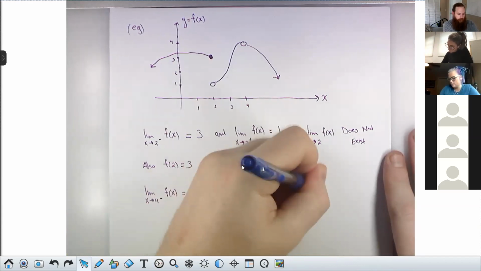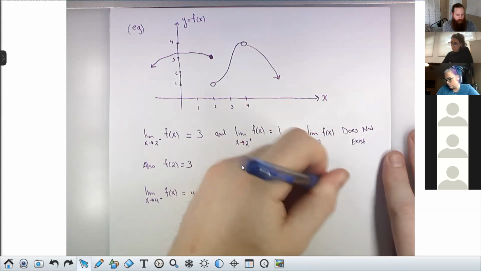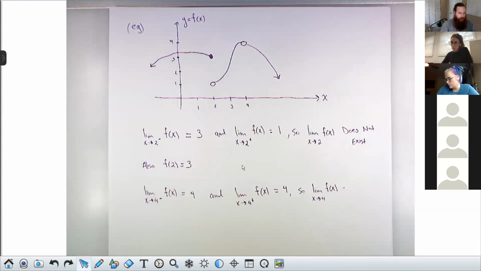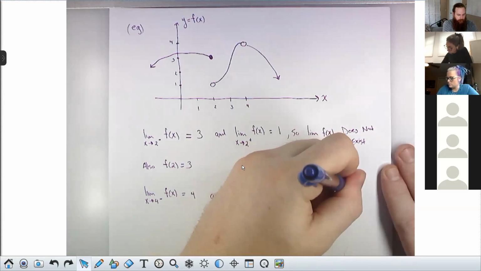So what is true of the overall limit here? The limit as x approaches 4 of f of x, does it exist or no? Yes, it does, because the left and right limits are equal. And what is the value of that limit?